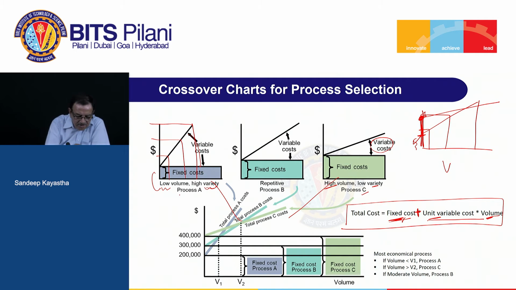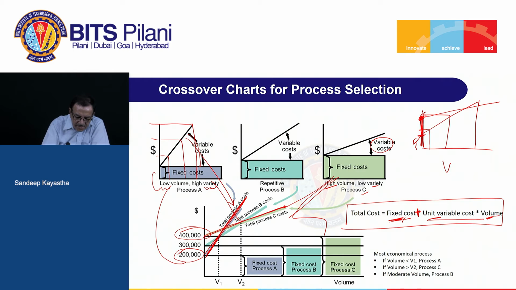So we have volume is low, so our fixed cost is 20, and if volume is large, we are buying expensive equipment and our fixed cost is 400, and this was 200. So let us look at what will be the economics. For process A, we have this one coming here, and for process C, it is this.